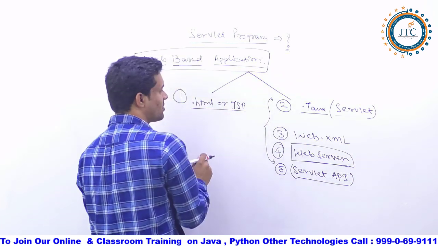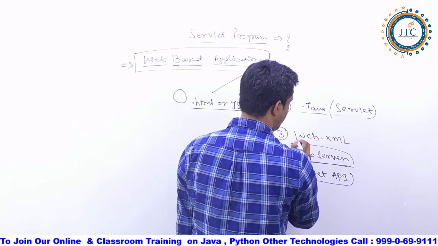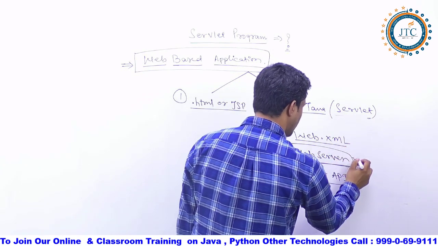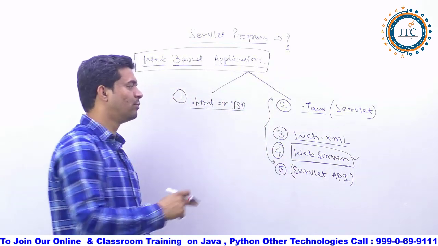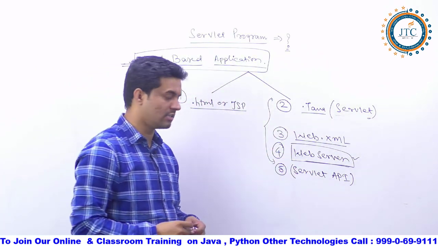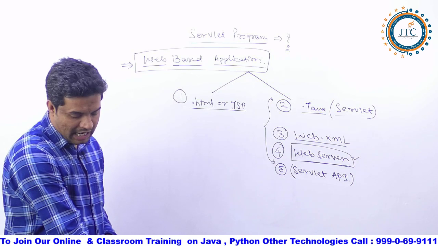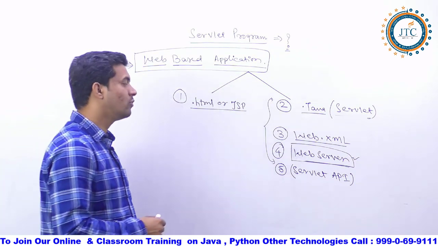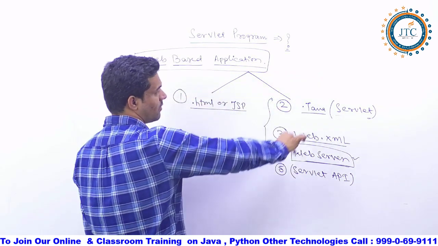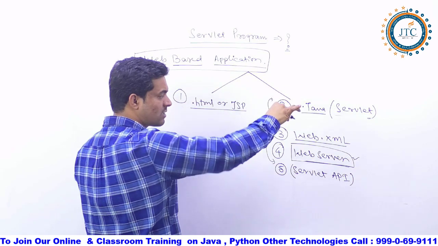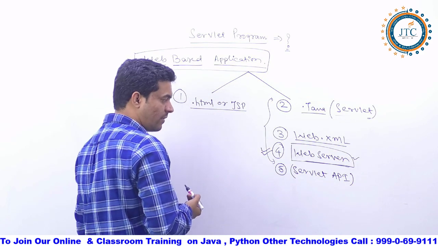So we have the .html or .jsp file, the .java file, the web.xml file, the web server, and again the servlet API. These are the different components we get in these cases. Correct? Okay. So first I'll show you how to install. We need all these things. So first of all, I'll show you how to install the web server here.